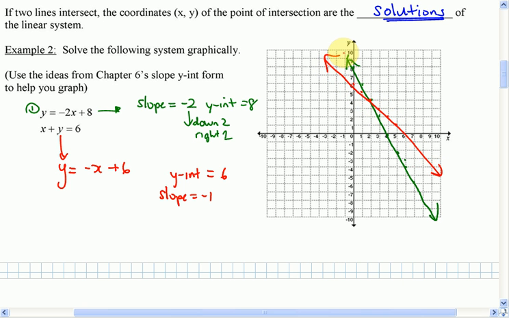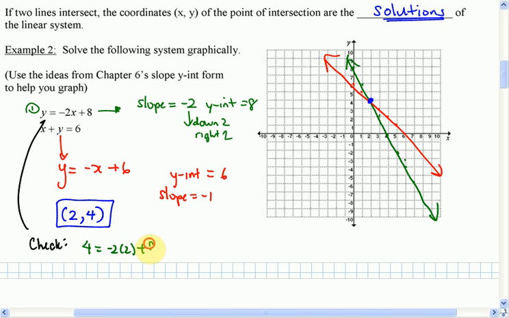Once again, if I'm asking you to solve the system, I'm looking for the intersection point, and it looks like it's right here, 2 comma 4. So that is your solution, and you can always double check your solution by plugging it back in. So if I plug it back into the first one, I get 4 equals negative 2 times 2 plus 8. Is that true? Negative 4 plus 8? You bet. If I plug it back into the second one, 2 plus 4, that gives you 6. You bet. So correct.